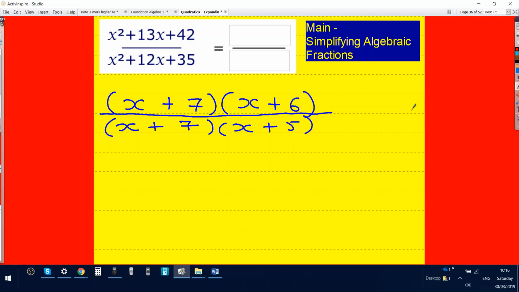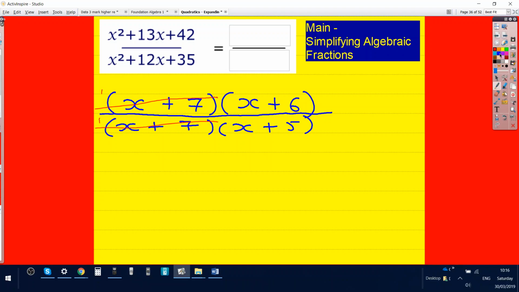7 divided by 7? 1. 13 divided by 13? 1. Any number divided by itself? It'd be 1. Yes. X plus 7 over x plus 7, that's the same as 1 over 1. Okay. If you were to simplify it down, what's the final answer?